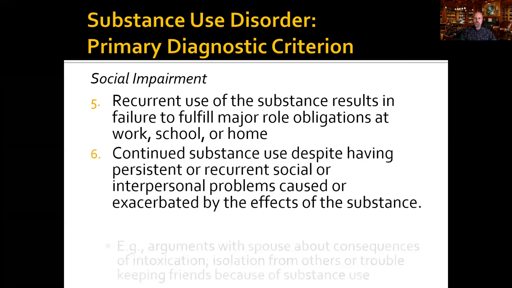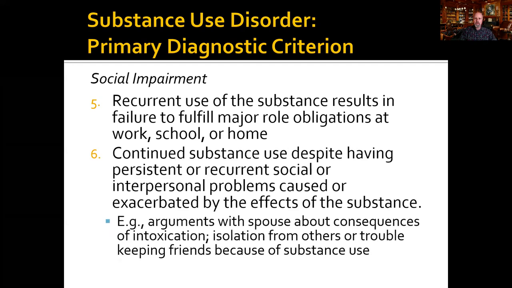The second criterion in the social impairment category is the continued use of the substance despite having persistent or recurrent social or interpersonal problems caused or exacerbated by the effects of the substance. In everyday language, that basically means that you keep using even though it's causing problems, socially for you or relationally for you. So if you're continuing to have arguments with your spouse about the fact that you're constantly intoxicated, then that would be an example of meeting the criteria.